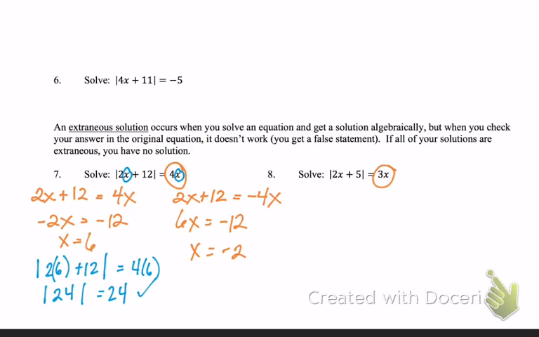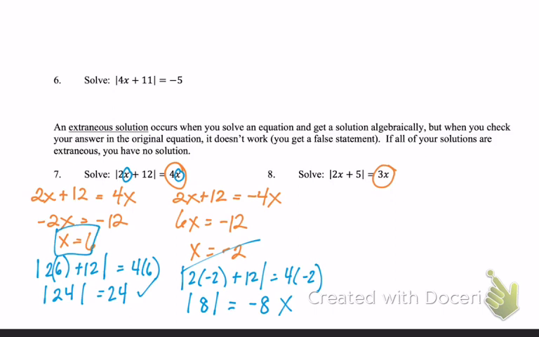That works. So you have positive on the right side. However, when I plug in negative 2, you get 2 times negative 2 plus 12 equals 4 times negative 2. So then you get the absolute value of negative 4 plus 12 becomes positive 8 equals negative 8. That is false. So my only answer is 6. Because when I plug in a negative 2, I have a negative 8 on the right side, and 8 does not equal negative 8. So I would say that this is extraneous. Try the next one.